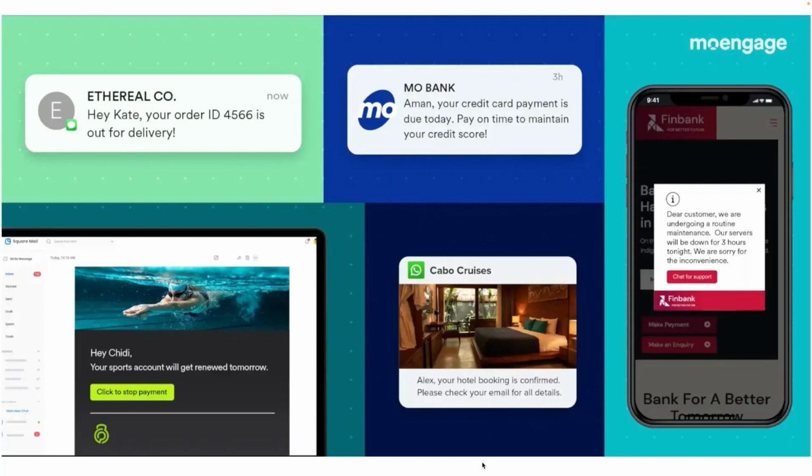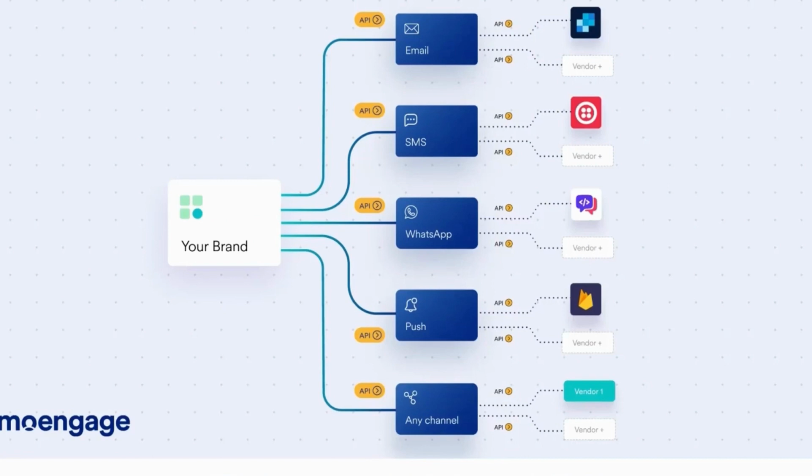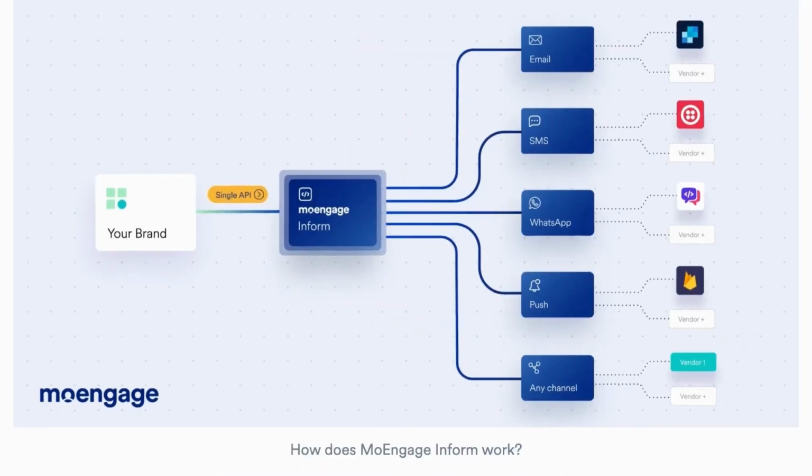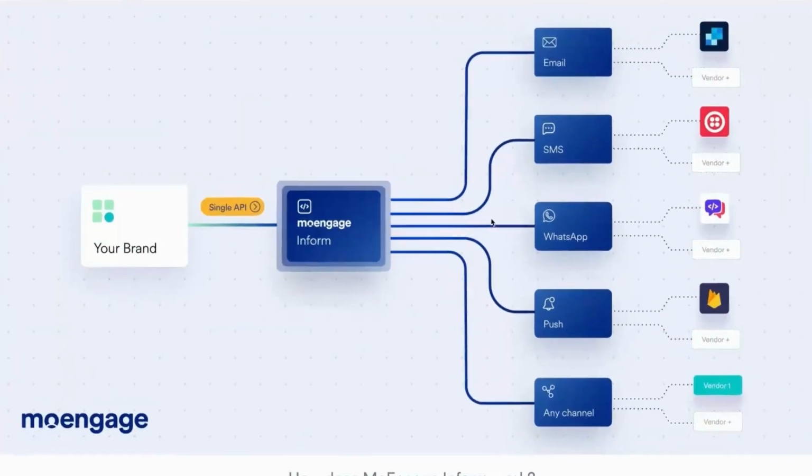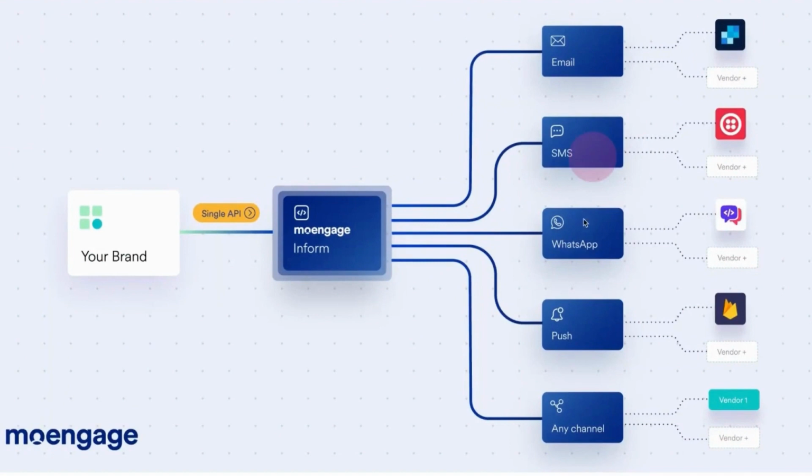Perhaps you're delivering the same message via different channels, such as SMS, WhatsApp, push notifications, or email, dealing with multiple partners, vendors, and API integrations. To simplify this, we've introduced MoEngage Inform. MoEngage Inform is a unified messaging infrastructure that requires only a single integration. It handles integrations with all necessary channels, such as email, SMS, WhatsApp, push, or more. You have the freedom to transfer all your existing vendors or integrate new ones as needed.